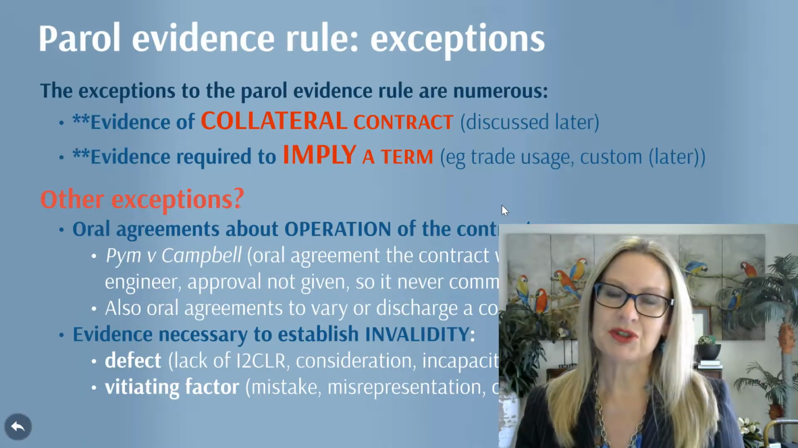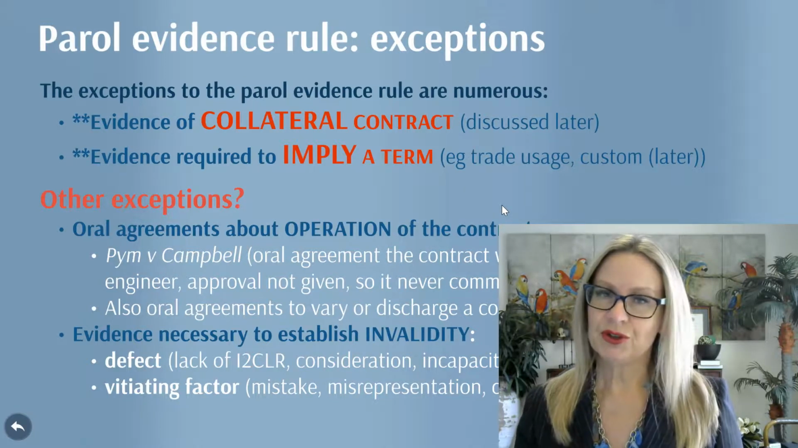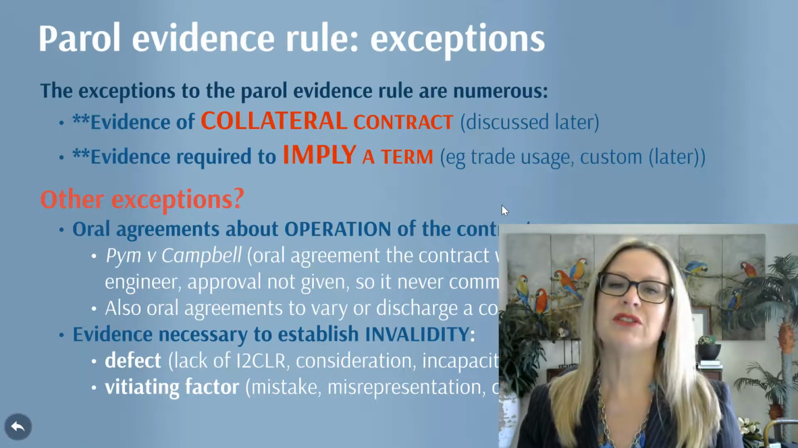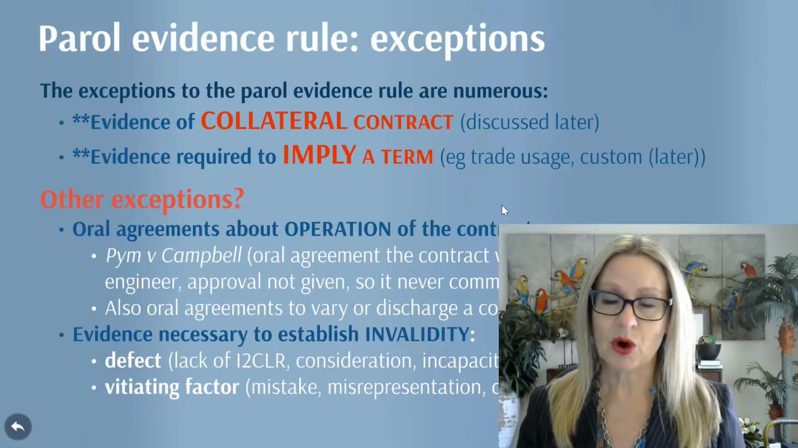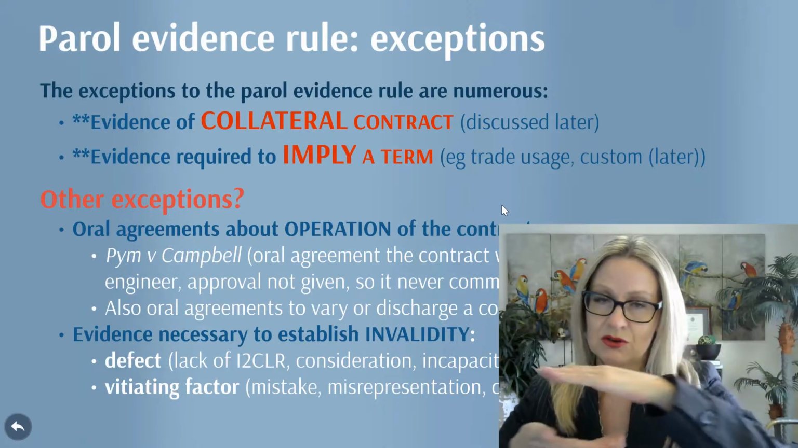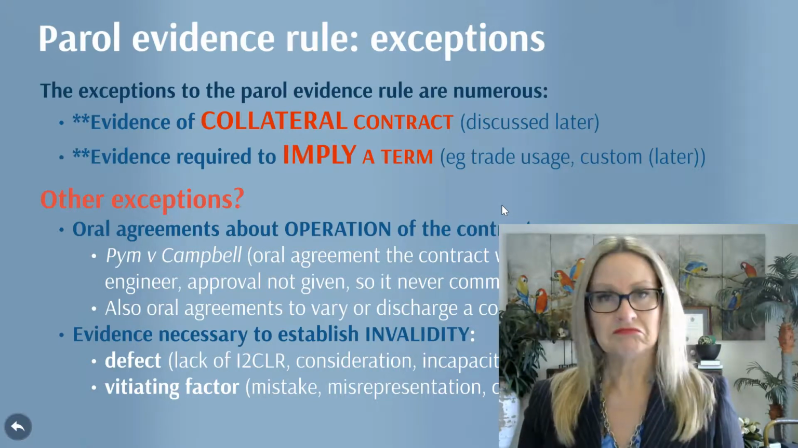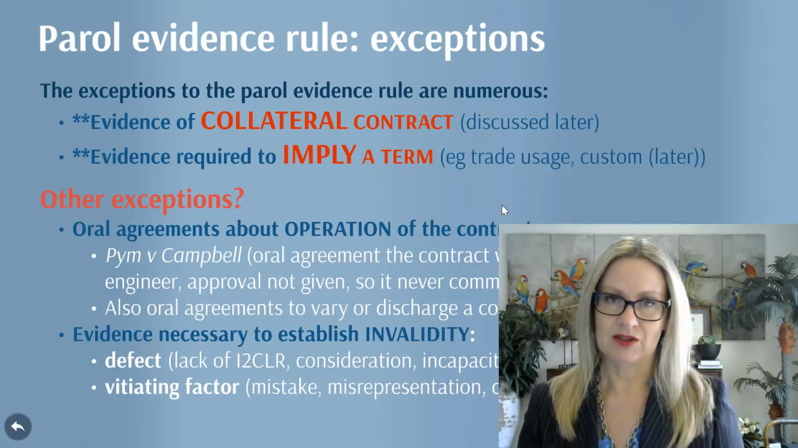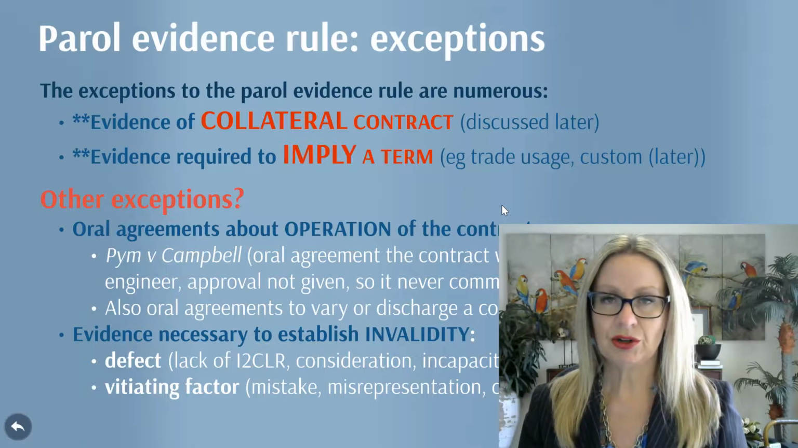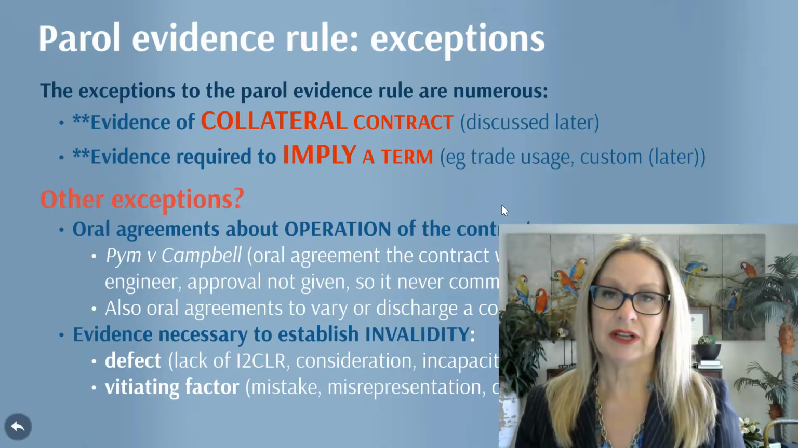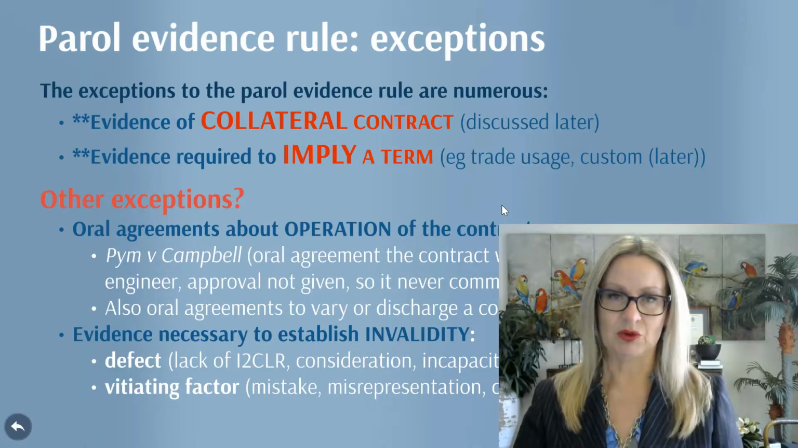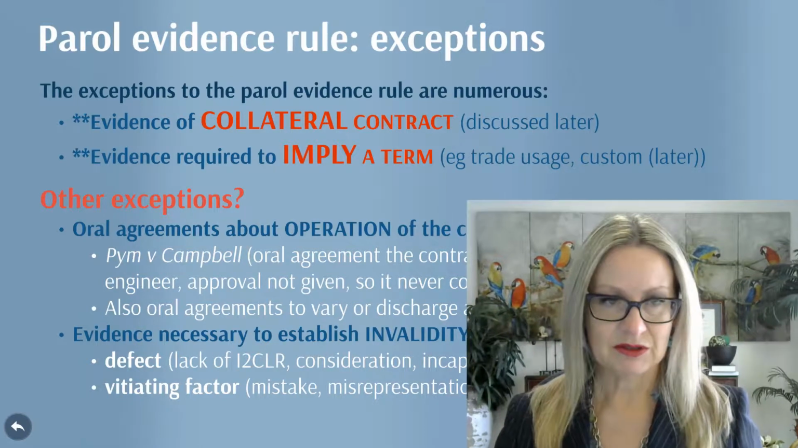What are the exceptions that might be applied? The first two we're going to be discussing in a little bit more detail in this series of videos. So where you need to demonstrate that there is in fact a collateral contract that operates alongside the main contract, then the court's going to say, okay, you can give us evidence to support your argument as to a collateral contract. Similarly, where you are trying to argue that the court should imply a term, then the court will let in evidence to allow you to try and demonstrate that the term should be implied. As I said, we'll look at those in a little bit more detail later on in this series of videos.